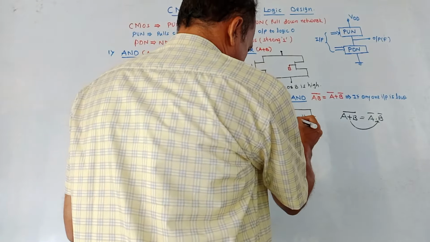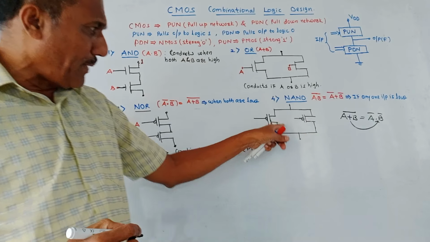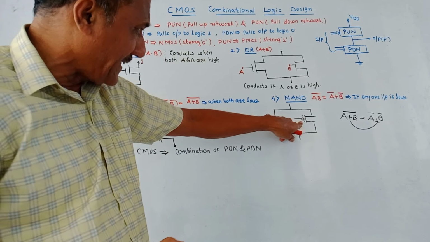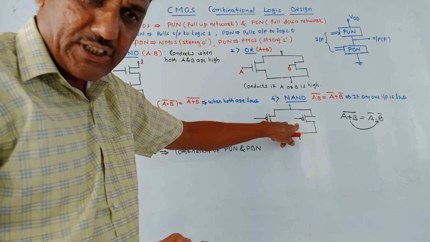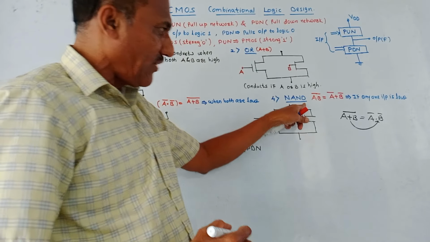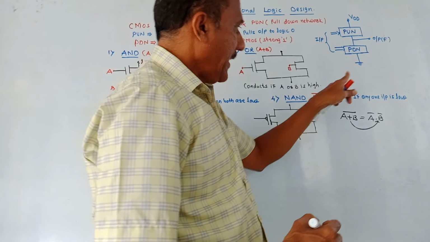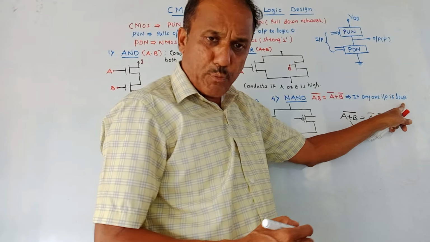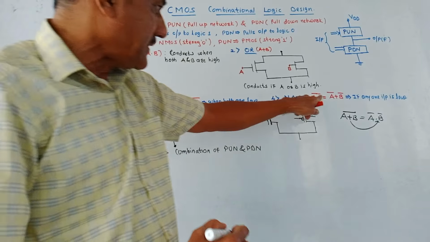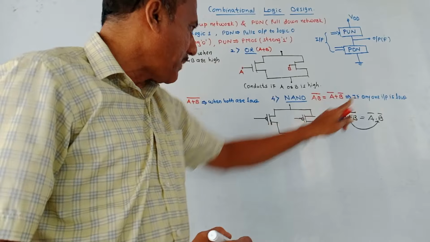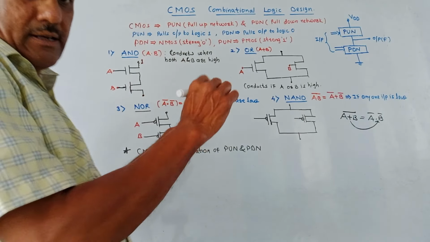So I'll make a bar over here. This is the symbol of the p MOSFET. So two p MOSFETs are connected in parallel with each other. This produces the effect of the NAND gate. It operates if any one of the inputs is low. The equation is A bar plus B bar, or (A into B) bar.